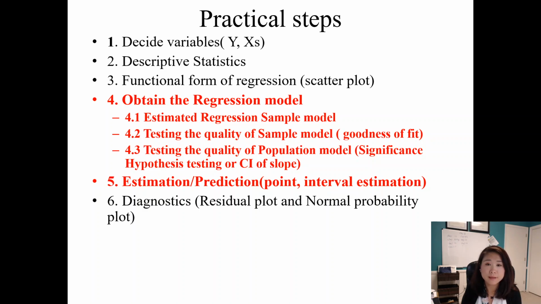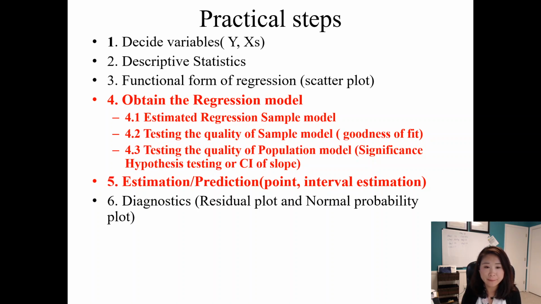Decide variables, then describe the descriptive statistics: mean, median, mode, standard deviation, skewness, etc. Then draw the scatter diagram to decide if our assumed linear functional form can hold for the model. The 4th step is to obtain the regression model. The 5th step is using the model to do the prediction. And the last one is the diagnostics.